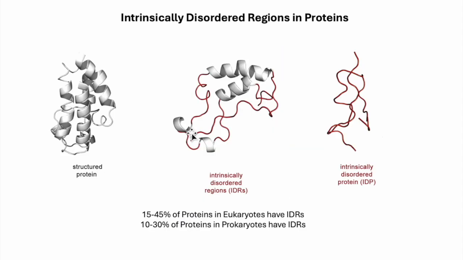However, we now know that there are parts of proteins called intrinsically disordered regions. That is, these regions here shown in red, in which the protein does not fold into a three-dimensional shape. We say that they are disordered or shapeless. Some proteins do not have intrinsically disordered regions, but it turns out that 15 to 45% of proteins in eukaryotes, which includes humans, do have these IDRs, or intrinsically disordered regions, and a small percentage of proteins are completely disordered.